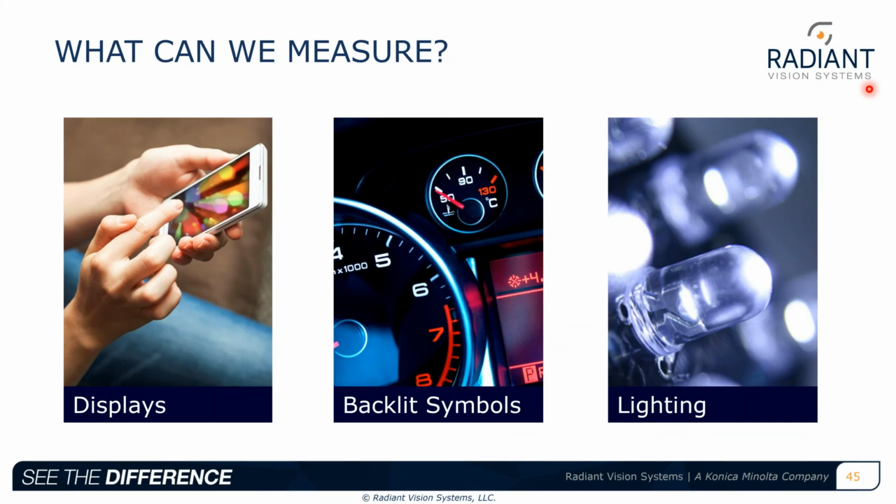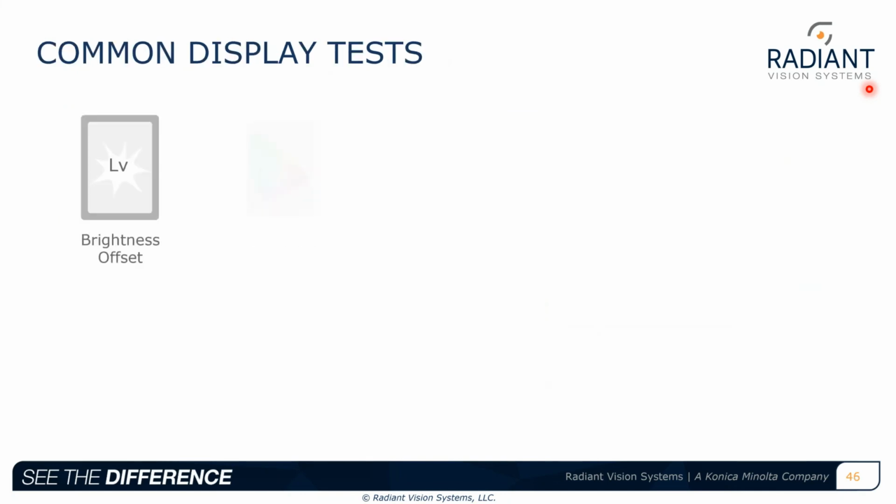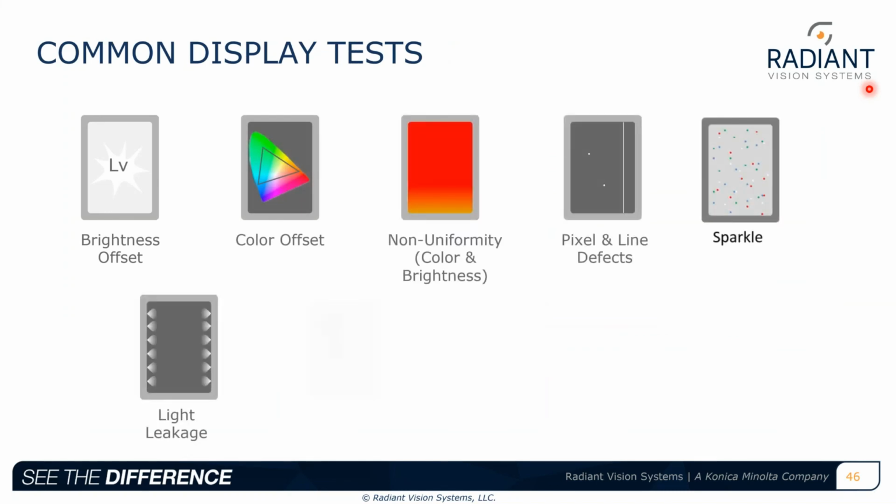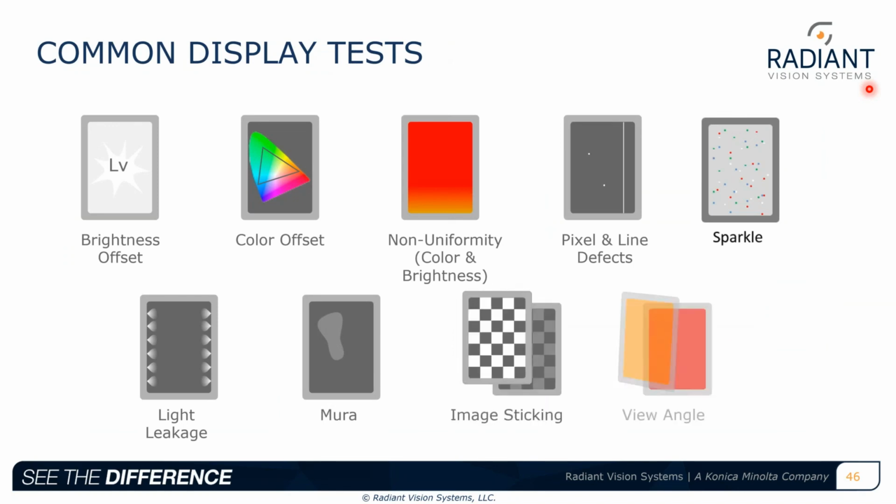So with that said, let's dive right into displays. Displays is what Radiant is known for, one of our biggest strengths. Some of the common tests that we see are looking for differences in brightness and color. Again, non-uniformity, so is your display a different color at the bottom versus the top. Looking for pixel and line defects. And again, most of these display tests can be done either at the backlight unit level, different component levels, or once it's fully assembled. So there are going to be certain tests for each stage.